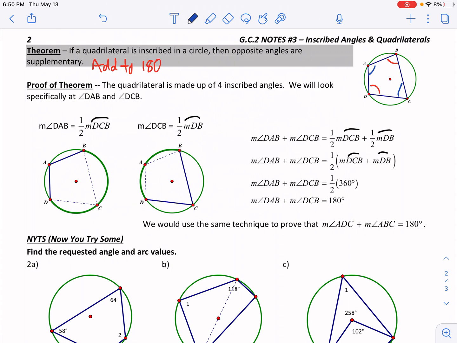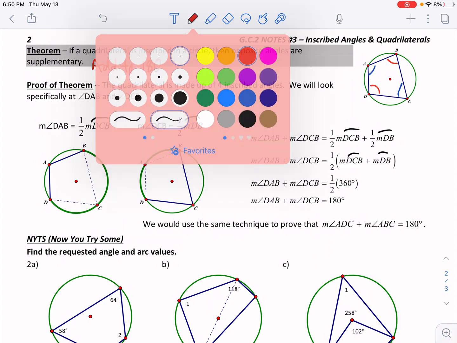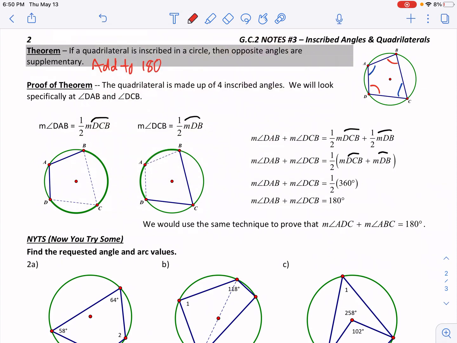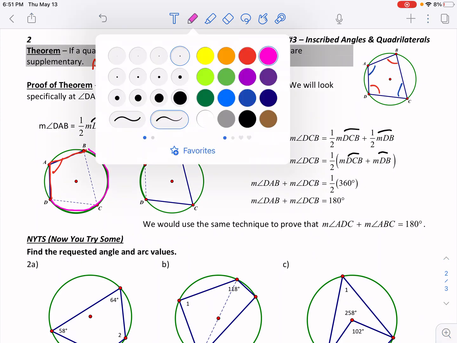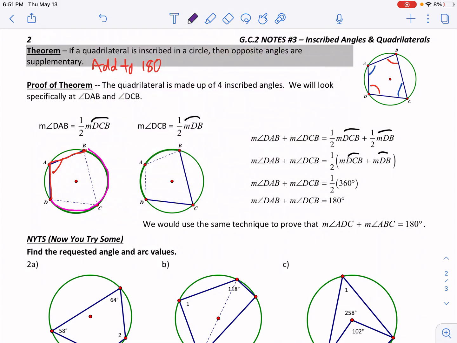Now the proof behind this is they take this quadrilateral down below, and I can kind of point this out. So they say the measure of DAB, that angle measure, is half of its intercepted arc, DCB. Okay, that's what we've been talking about. An inscribed angle is half of the measure of the arc that it intercepts. Okay. Then we look at the measure of DCB, and that's also going to be half of its intercepted arc. In this case, the intercepted arc is DB.